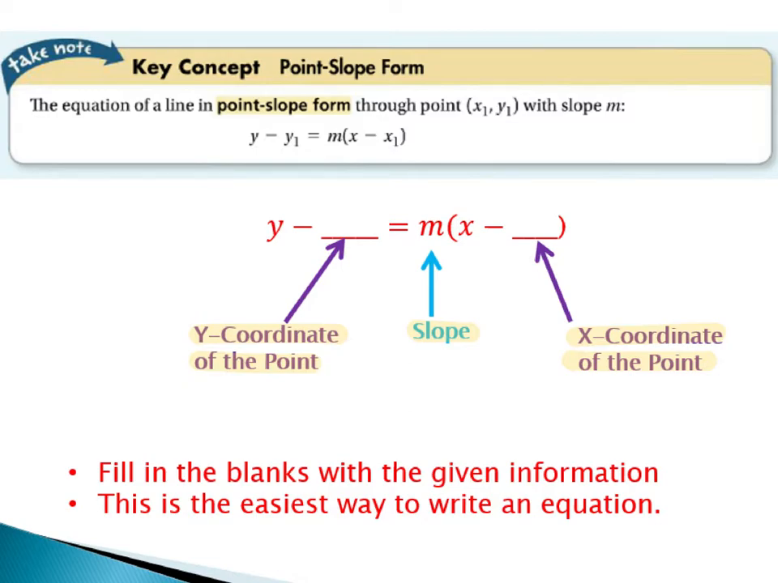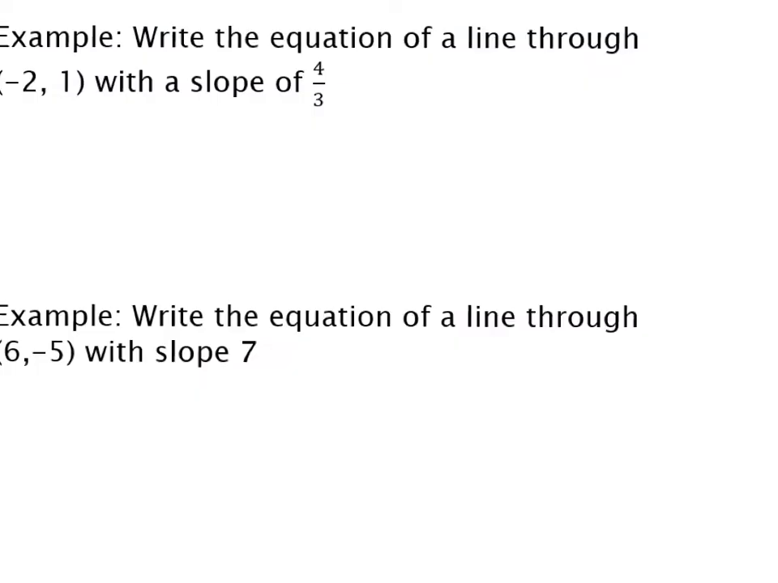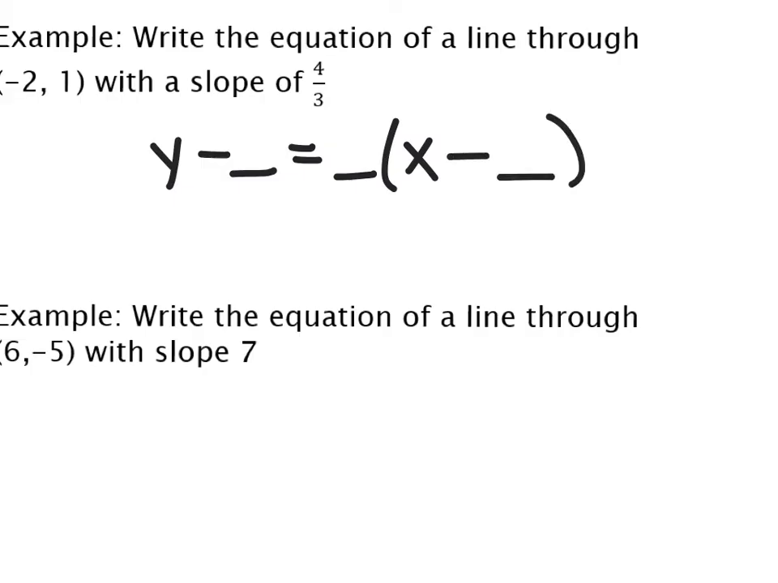equation. For our first example, it says to write the equation of a line through the point -2, 1 with a slope of 4/3. Now the easiest way to do this is to rewrite our point-slope form with the blanks. So it's y minus the blank equals the blank times x minus the blank. Now we're going to fill this in.